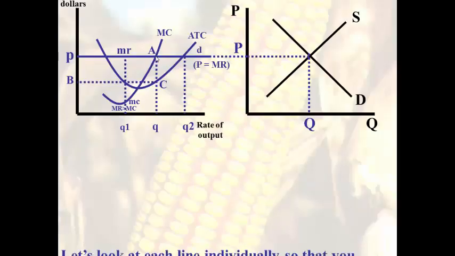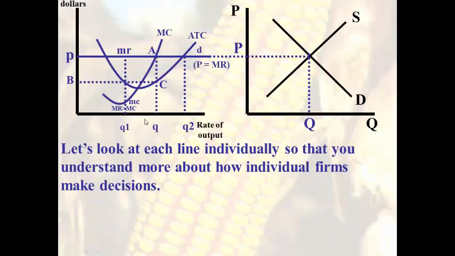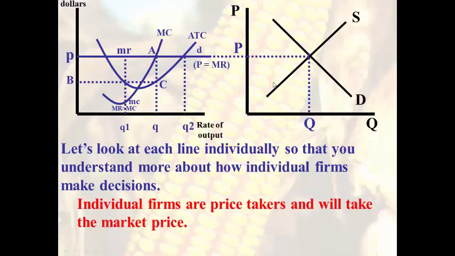Perfect Competition, Part 3. Let's look at each line individually so that you can understand more about how individual firms make decisions. You know that the individual firm or farmer in this situation is a price taker and will take the market price. The firm will take that market price because the firm is a price taker.